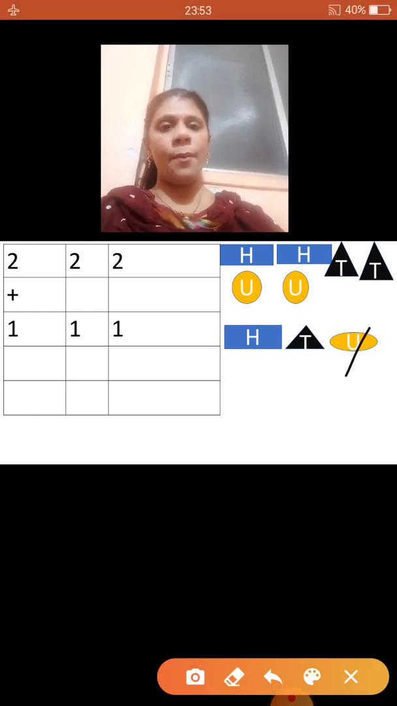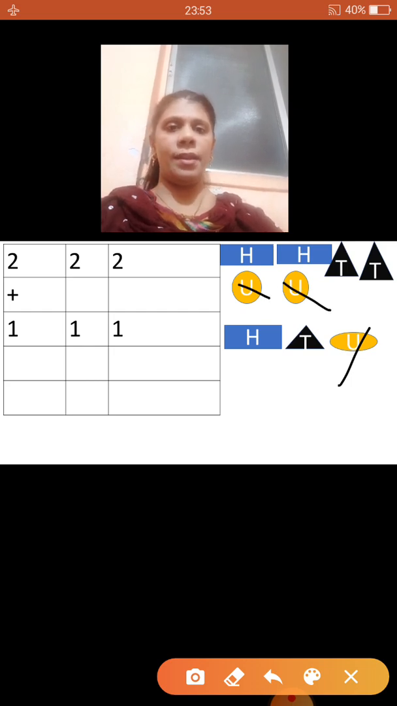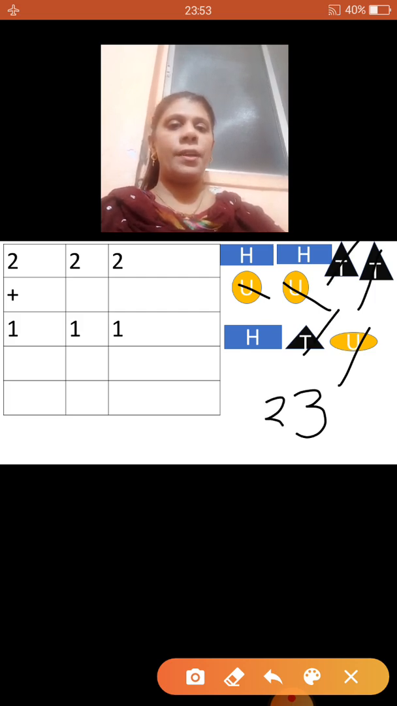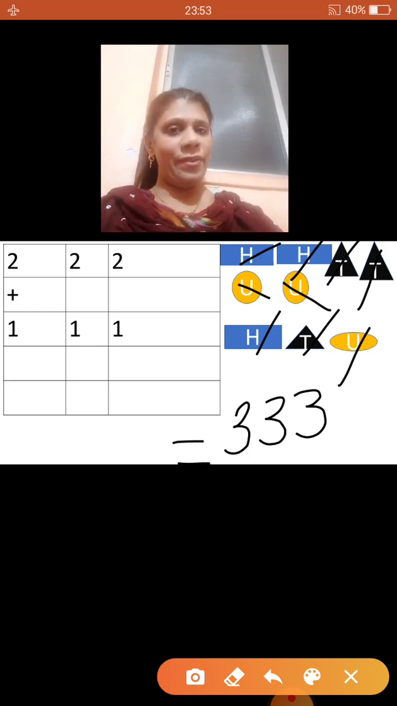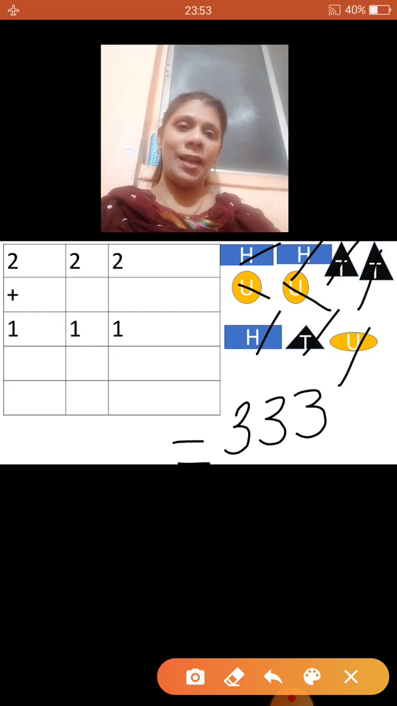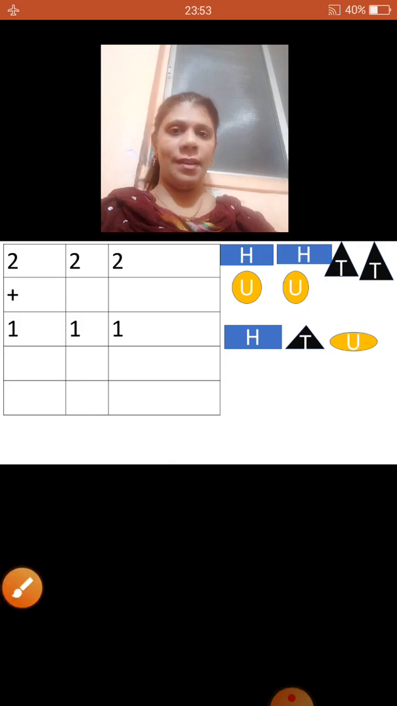How many units are we having? 1, 2 and 3. So we are going to write 3 units. How many tens? 1, 2, 3. So we are going to write 3 tens. How many hundreds? 1, 2 and 3. So 300. So when we add 2 plus 1, that is 3. 2 plus 1 again 3. 2 plus 1 again 3. So if we add 222 plus 111, we get the same answer, that is 333.